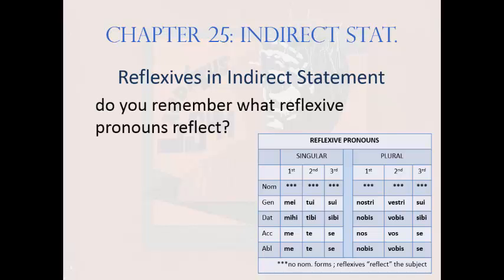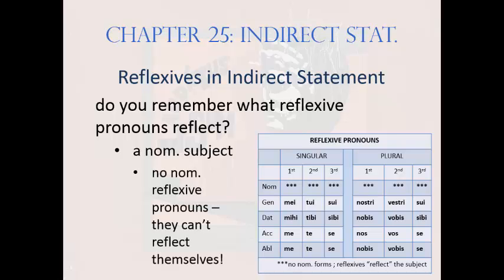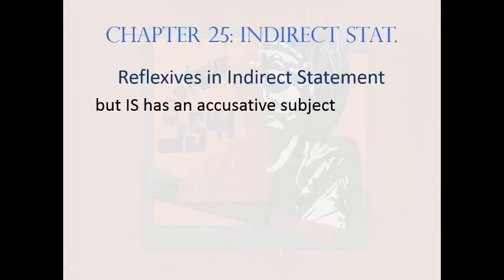Remember what reflexive means? What do reflexive forms reflect? That's right, the subject, a nominative subject, which up until now was the only type of subject you've encountered. That's why there aren't nominative forms for reflexive pronouns. This is all coming back to you? But what happens in indirect statement where the subject is accusative?